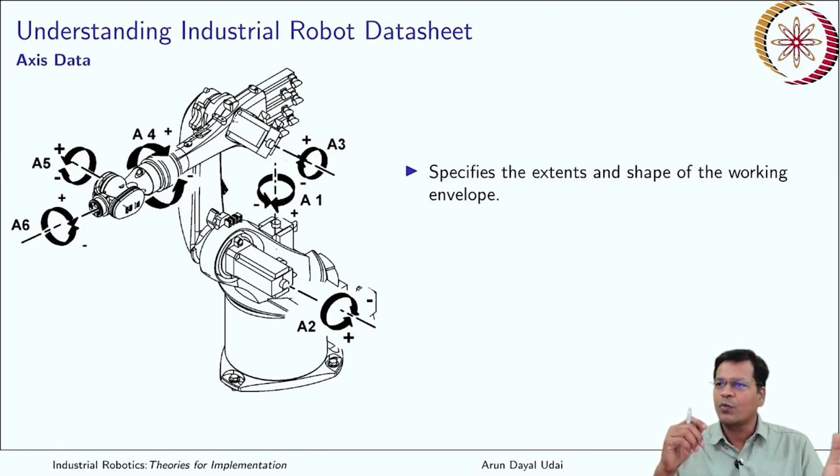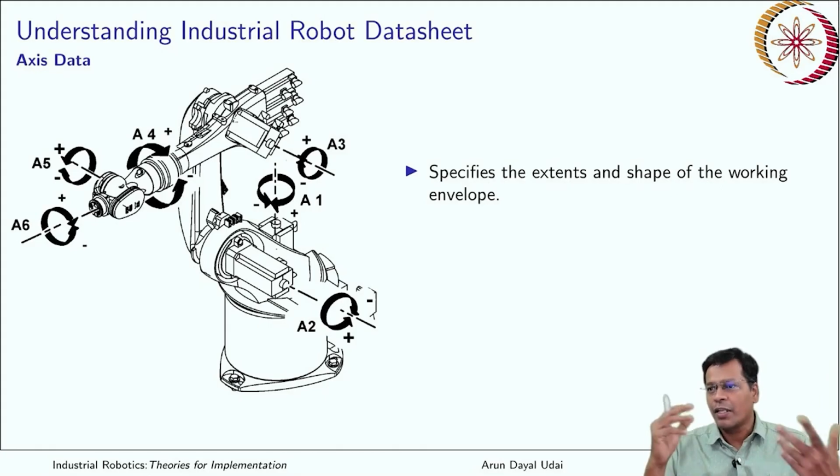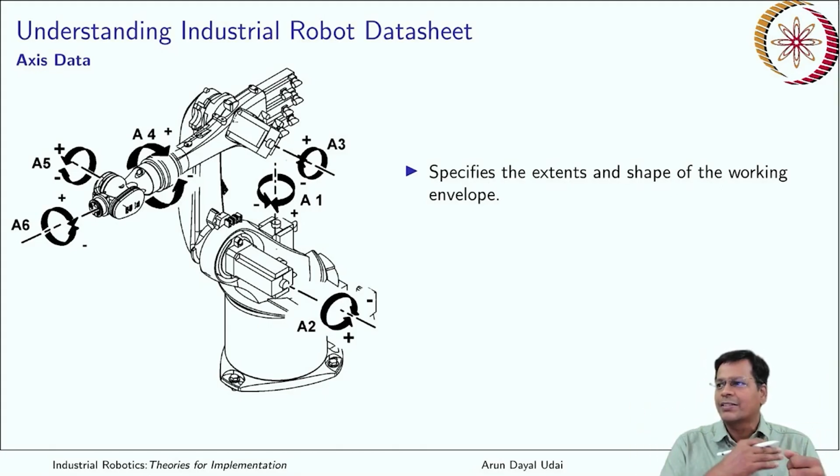Okay, as I told, one of the ISO standards covers the number of axes. They also should specify the extents and shape of the working envelope. If it is a prismatic axis, it can travel some linear distance, that is to be given. If it is a rotary axis, plus or minus how many degrees it can turn. This basically governs the shape of the working envelope which this robot is going to make. Okay, so that is the axis data.